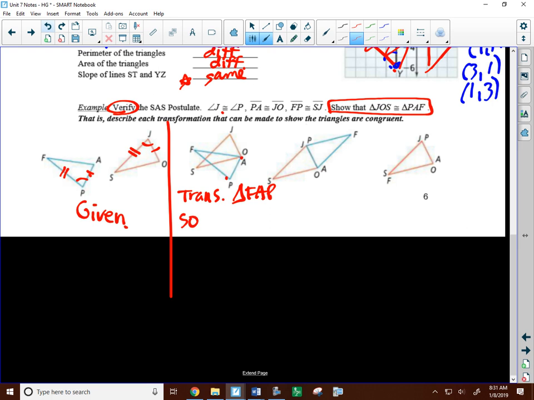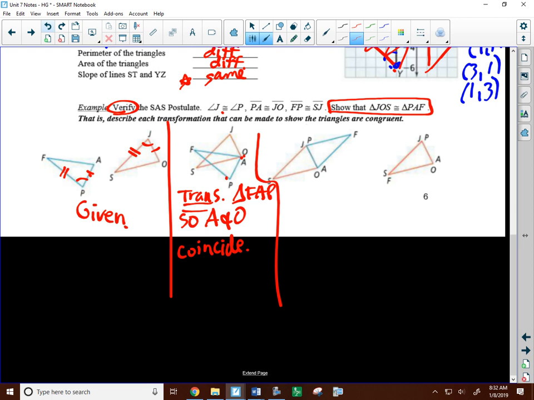I'll put so A and O coincide. You could say match up or coincide. Coincide is the word for overlap or match. So basically, we translated the blue triangle so that it matched with point O. It met up right there. So I'm just saying what transformation we did: a translation. Okay.